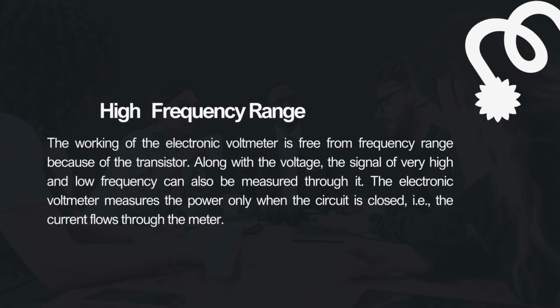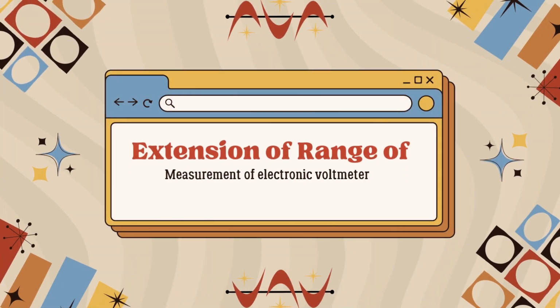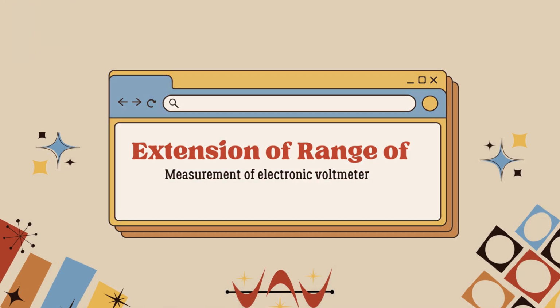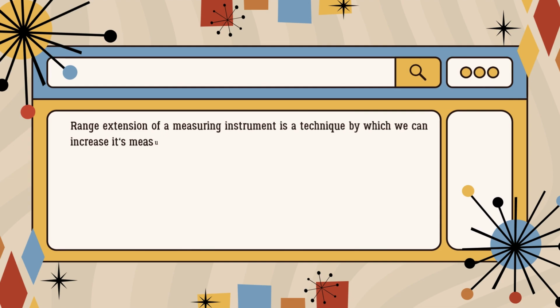The next topic which we will now study is the extension of range of measurement of electronic voltmeter. Range extension of a measuring instrument is a technique by which we can increase its measuring capability to measure a much larger value than what it is actually designed for.